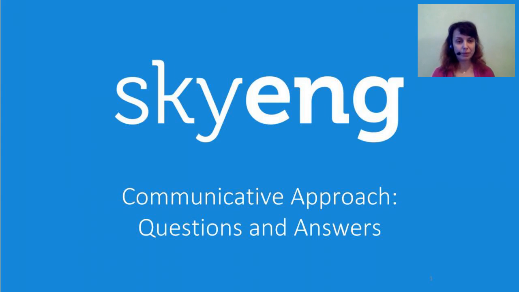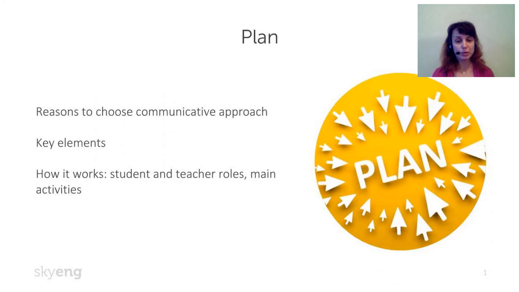I should probably introduce myself first. My name is Olga. I'm a teacher and a teacher trainer. I work for Skyeng.com. Is it com? Maybe ru. I don't really remember. Okay, for Skyeng English School. Thank you. Today we're talking about communicative approach.